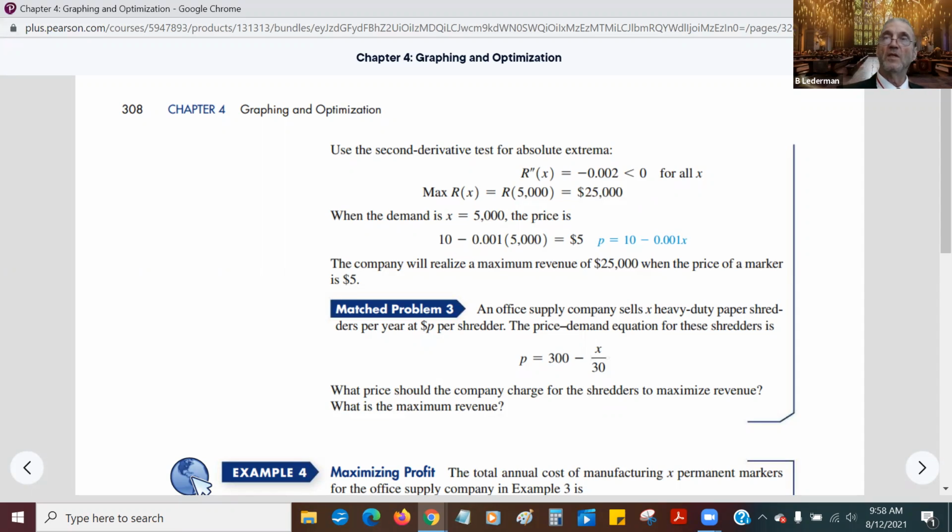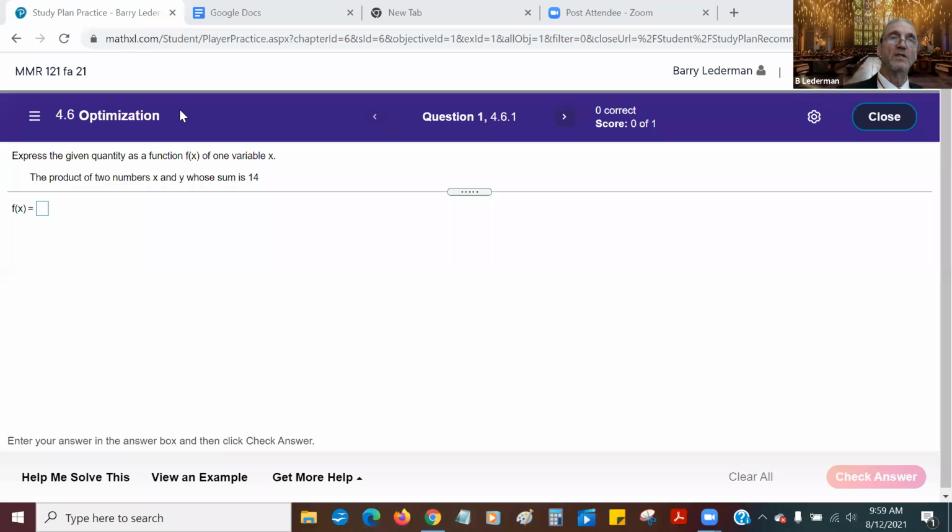I want to look at something that we haven't. This is fun. I just noticed this problem when I was showing you how the math Excel works. I noticed a nice, cute problem here. Find the product of two numbers whose sum is 14. So you have two numbers, their sum is 14, and we want to find the product.